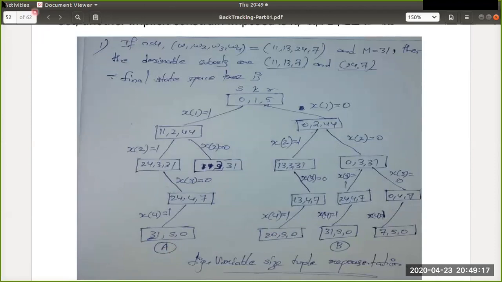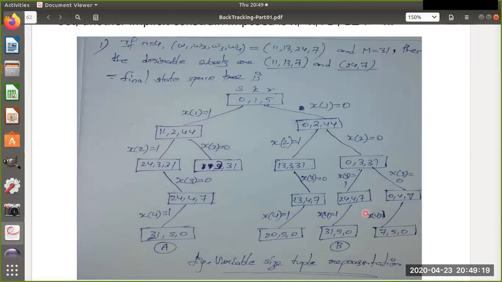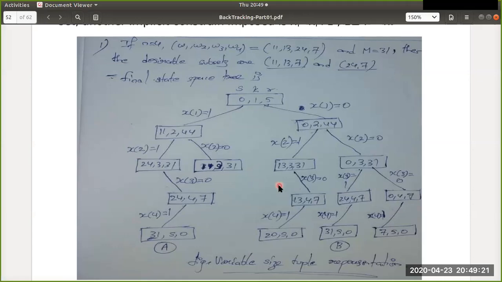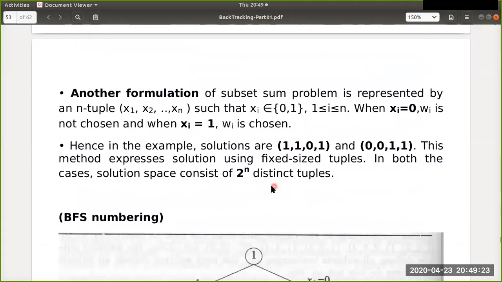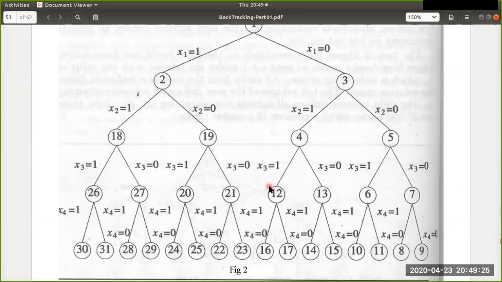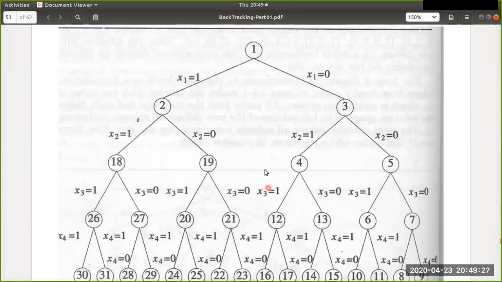Okay, and another formulation of this sum of subset problem. So one is the variable size tuple representation. Another one, this is the fixed size. Okay, this is the fixed size. So suppose here I am taking.